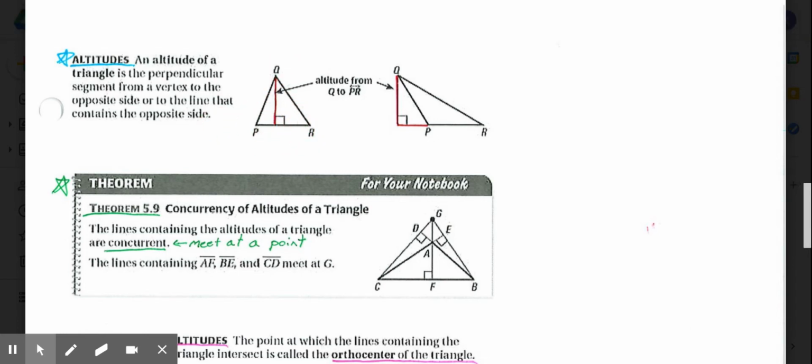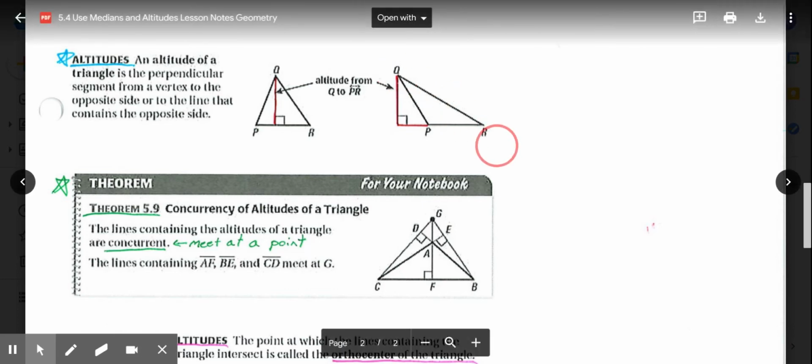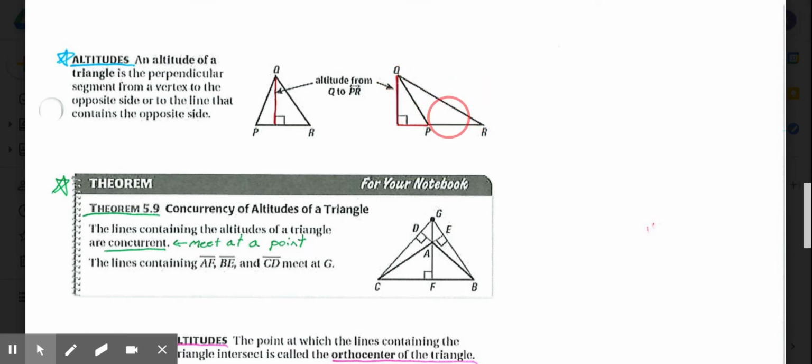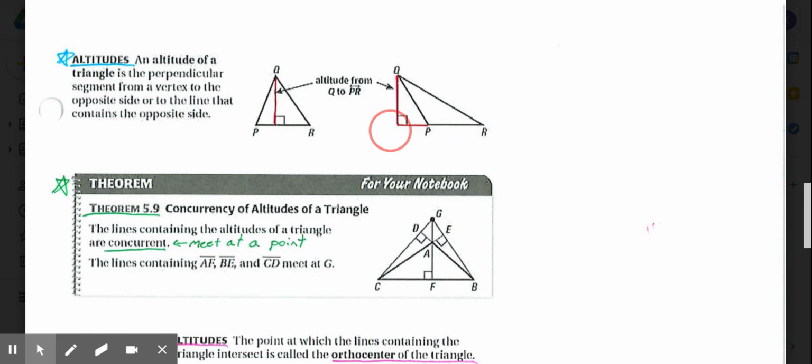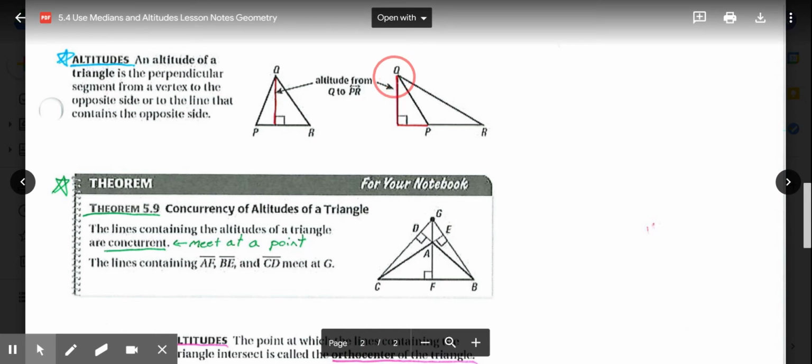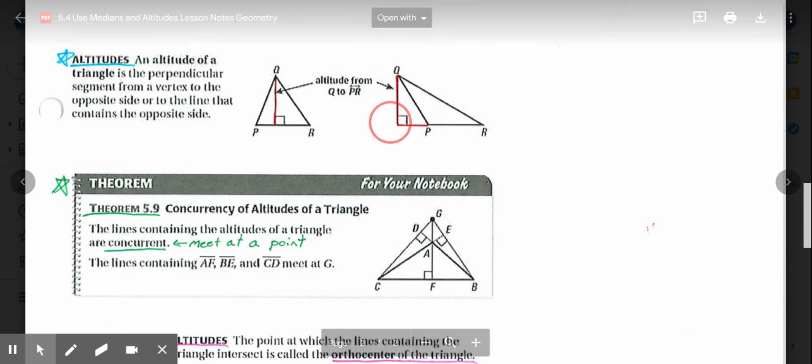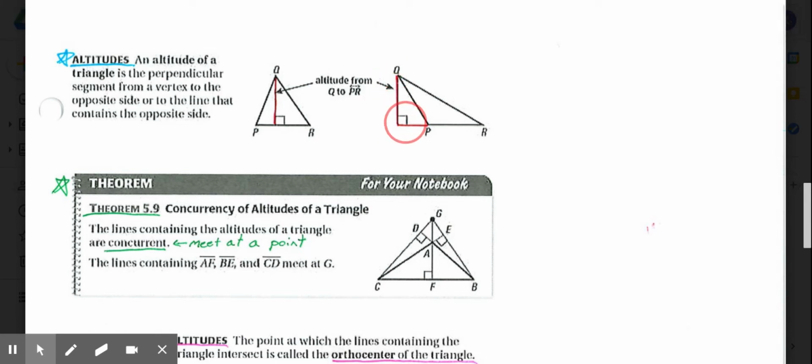Well, what if Q is up here, and this is our triangle? How do we draw the altitude? You would extend side PR so that we can have that perpendicular going up to Q. So this piece in red is not part of our original triangle, but we have to extend the line that PR is on to draw the altitude. So it goes from a vertex to meeting the opposite side at 90 degrees.